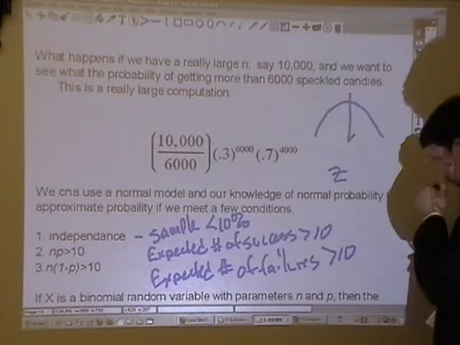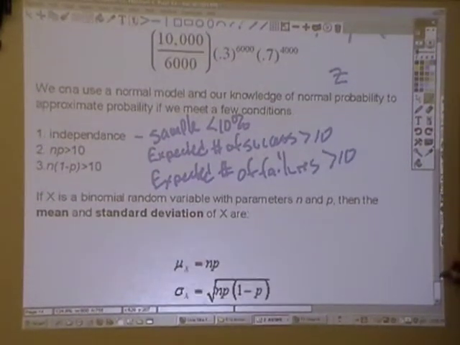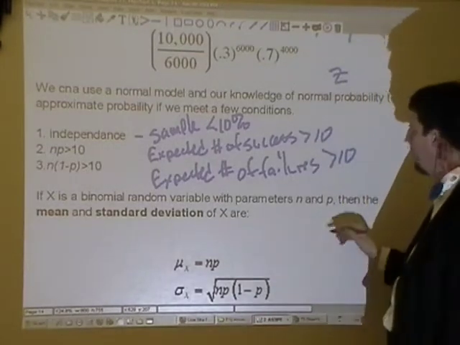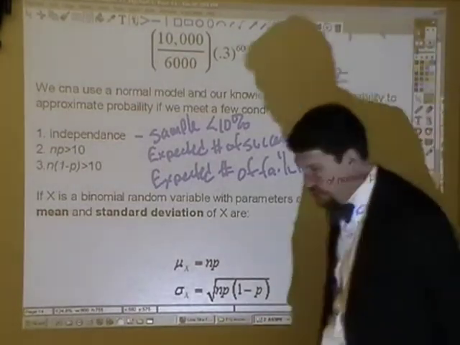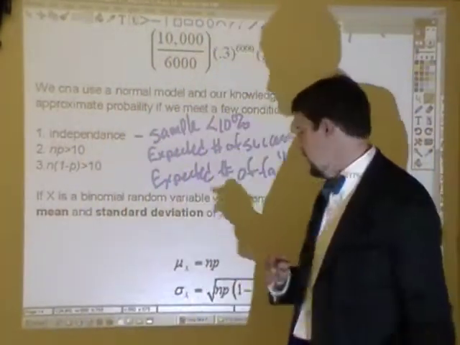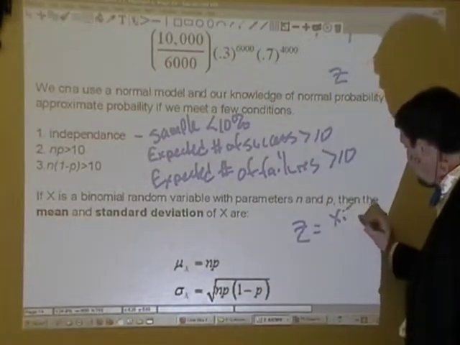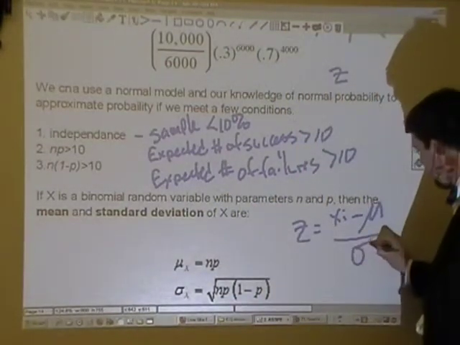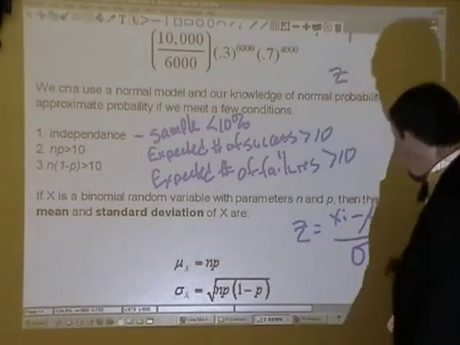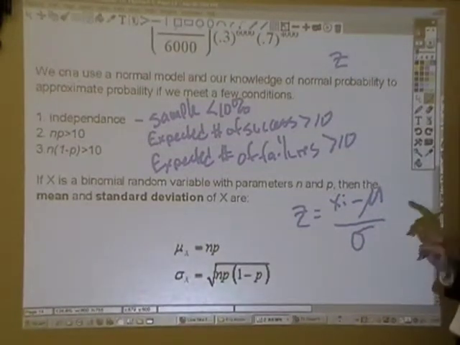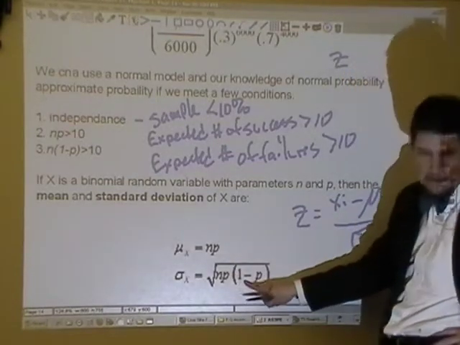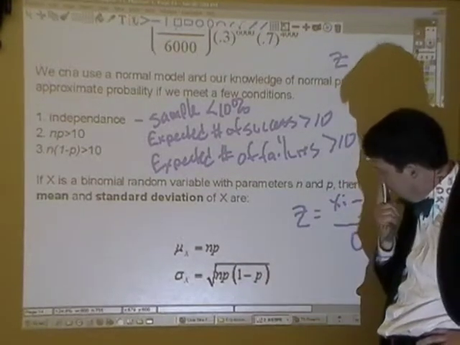Okay? So with this, the mean, n times p, the expected value, two things when I'm talking about z. Z is equal to x sub i minus the mean over the standard deviation. What's the mean? Expected value, n times p. What's the standard deviation? That's a really good question. Well, it turns out the standard deviation is going to be the square root of n times p times 1 minus p. Whole lot happening here.